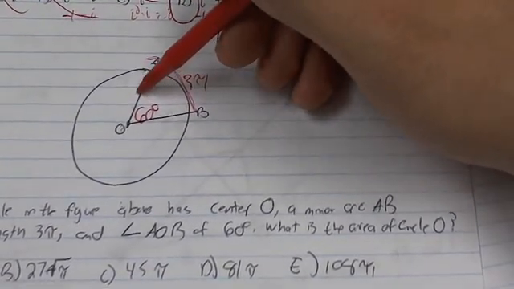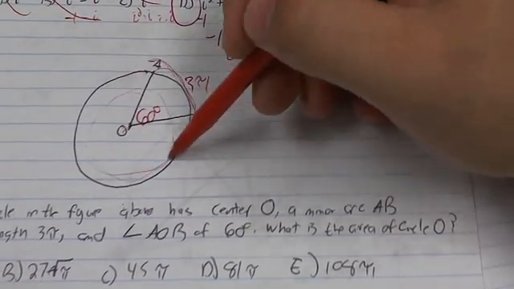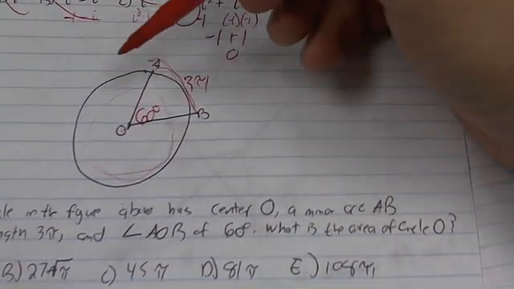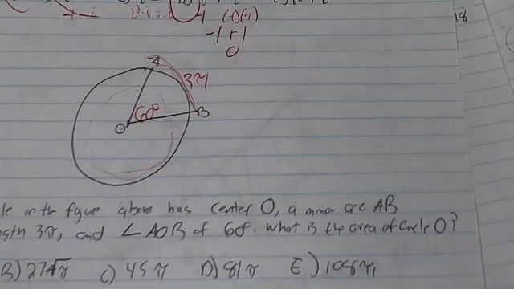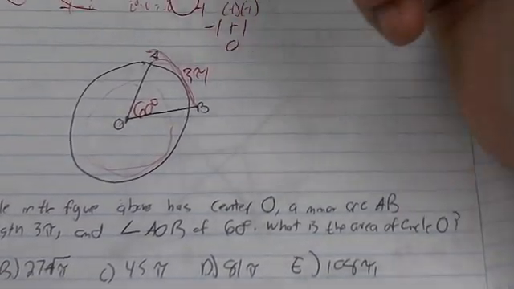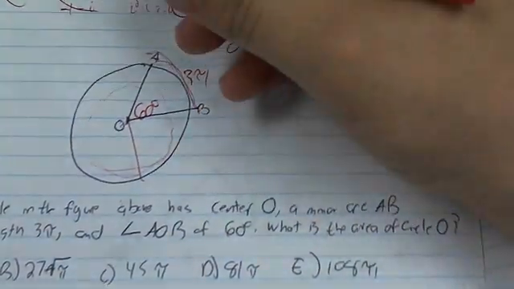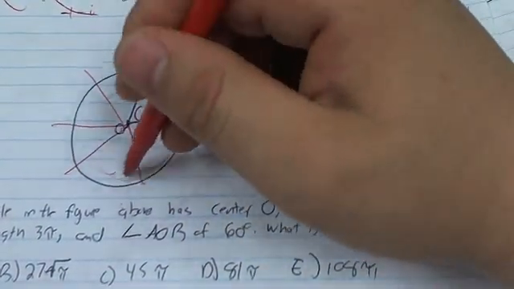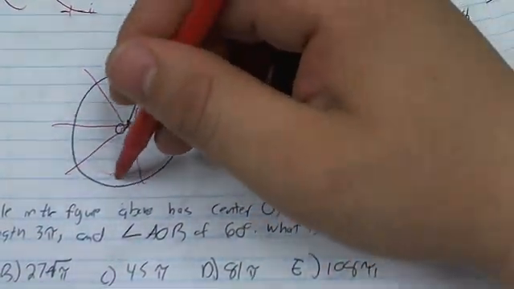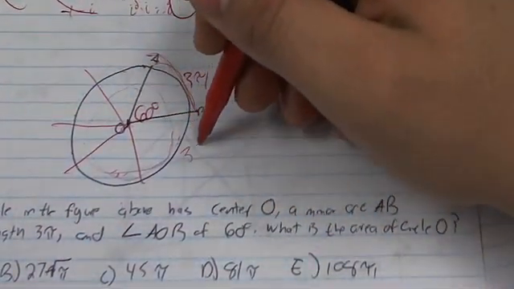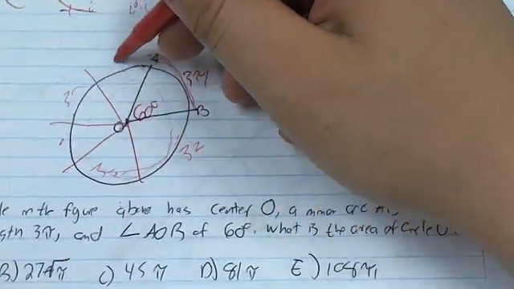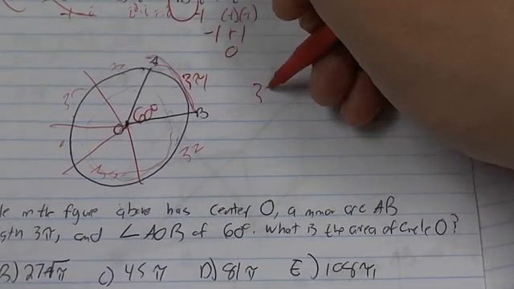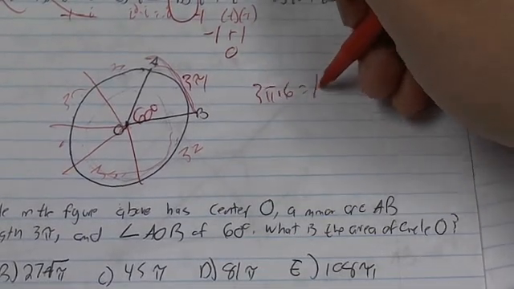And again, a circle has a total angle of 360. So how many times does 60 go into 360? 6 times. There's going to be 6 of those. 1, 2, 3, 4, 5, 6. So this is 3 pi, 3 pi, 3 pi, and 3 pi. So it's 3 pi times 6, which is 18 pi.